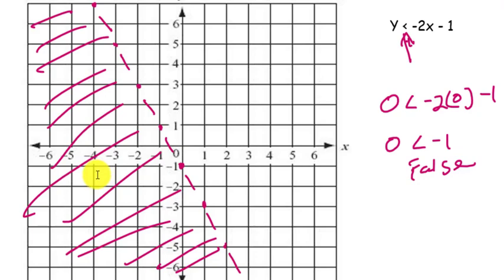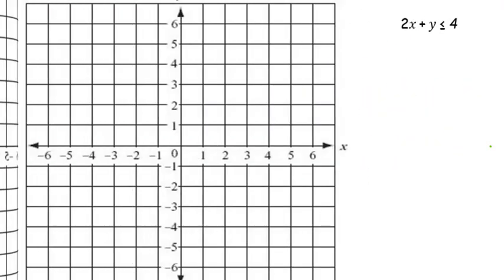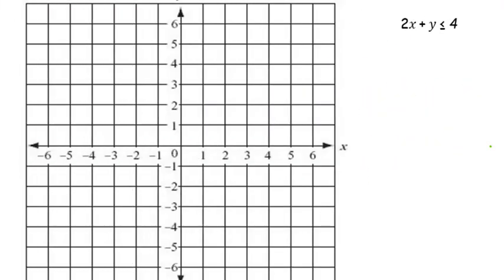Okay, let's take a look at another example. So here's our next example. Now take a look at my inequality: 2x plus y is less than or equal to 4. Notice it's not written in slope-intercept form, and I want to write it that way. I want to rewrite it so that it's easier to graph. So let's go ahead and do that.